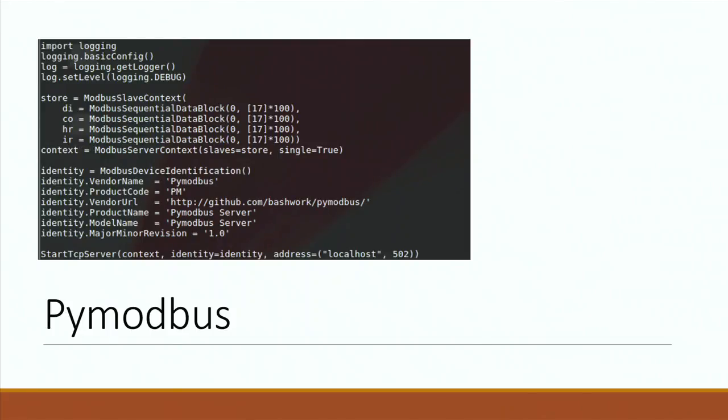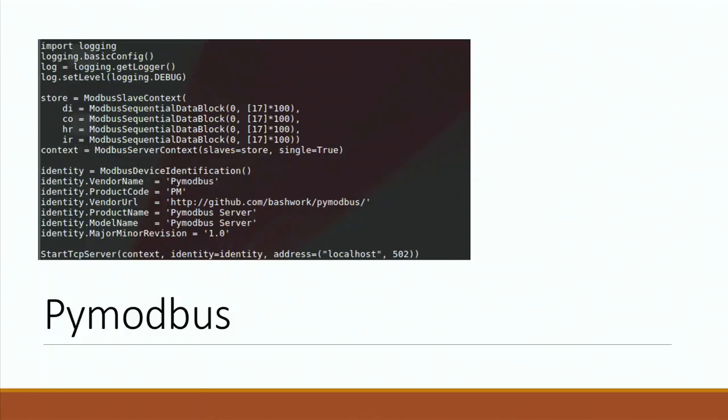Fortunately, they've got a number of examples on their documentation site. I've pared down their server example here and stripped out all of the comments so you can see the specifics of how their server works. You can see it's very simple to write one. Really, the bulk of this is just setting up the data store and then setting up identity values. You could leave off the identity values if you wanted.